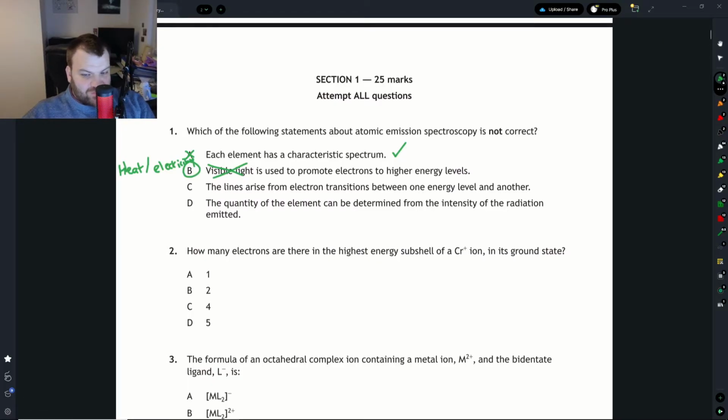The lines are to do with transitions between different energy levels, and if you've got a higher concentration of the chemical, you would have a higher intensity of radiation emitted. So those ones are all true, but we want the one that's not correct.